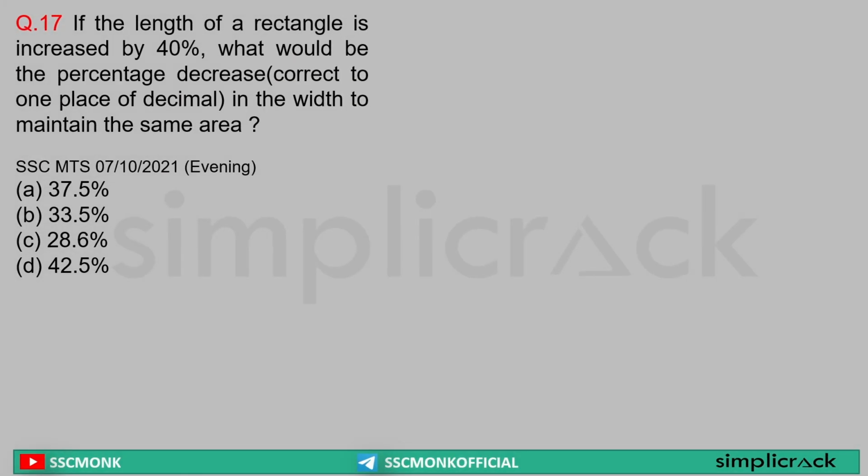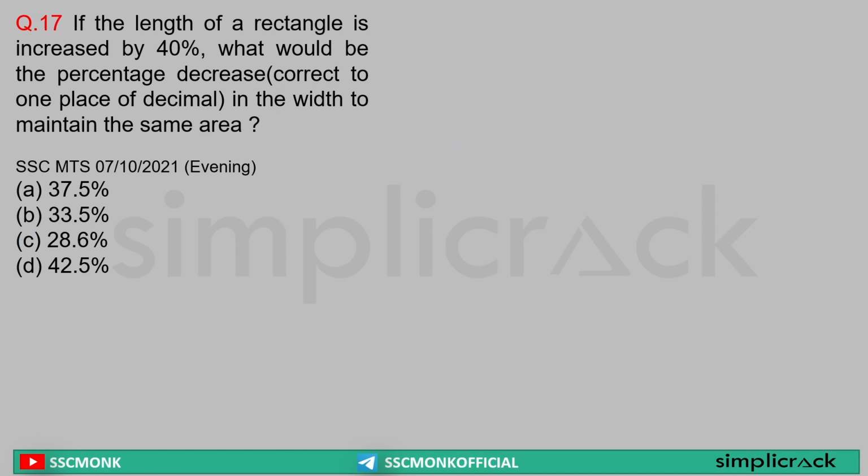If the length of a rectangle is increased by 40%, by what percentage would the width decrease to maintain the same area? Same as it is. 40 by 140, and 200. 0, 0 crossed out. 2 twos are 4, 2 sevens are 14. Sir, 1 by 7 is equal to 14.28%. 2 by 7 means what? 28.56, or you can say 28.6%, because it is talking about correct to one decimal. So it is 28.6%.